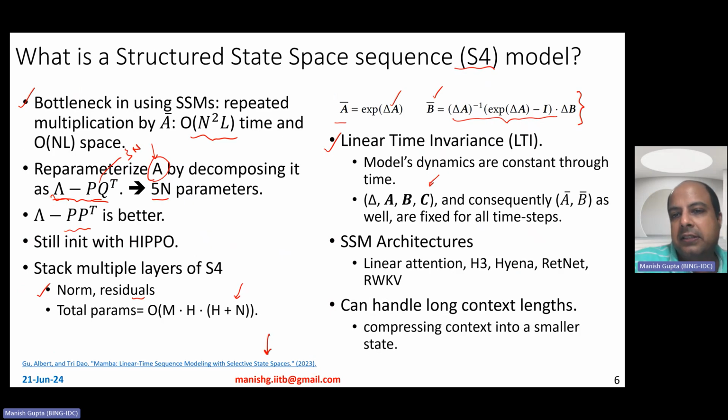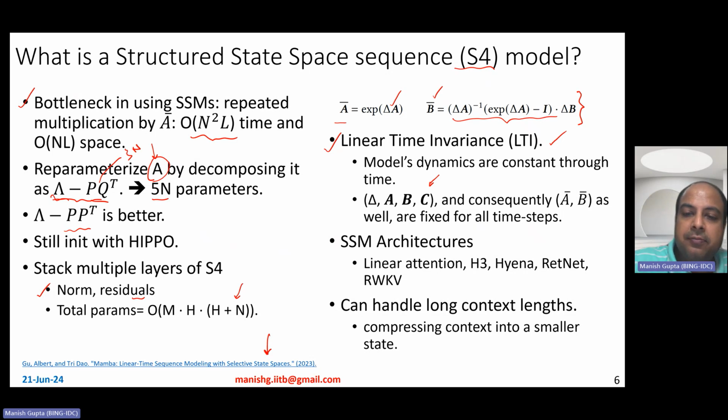So as I was saying, these models basically have linear time invariant A, B, C. So A, B, C don't change with time. The same A, B, C are usable across different time points at inference time. Okay. So this is interesting, but has some drawbacks as well, as I'll discuss later.